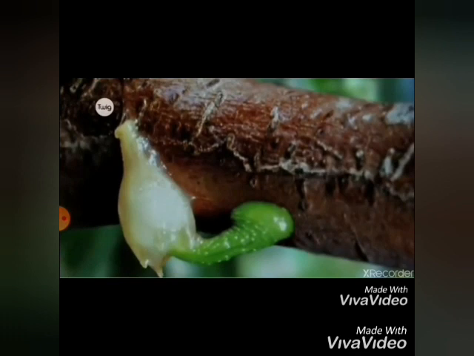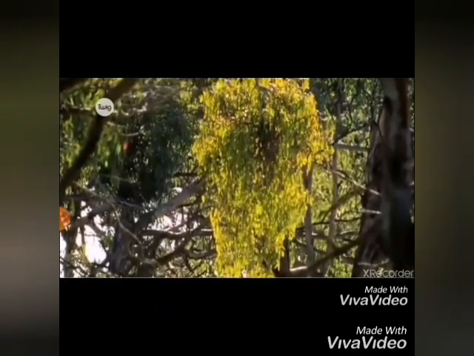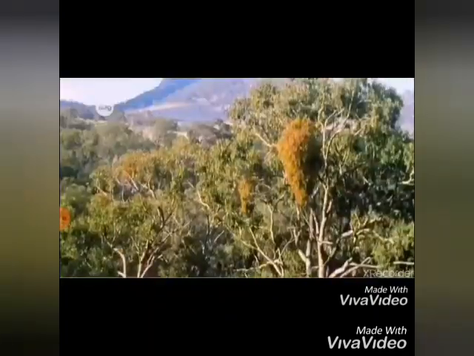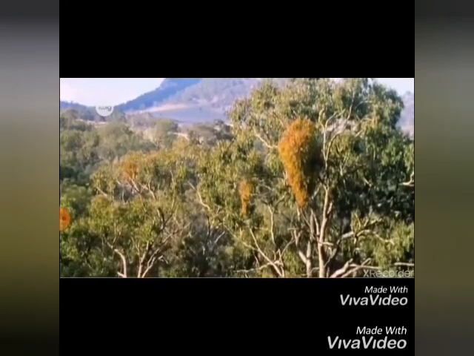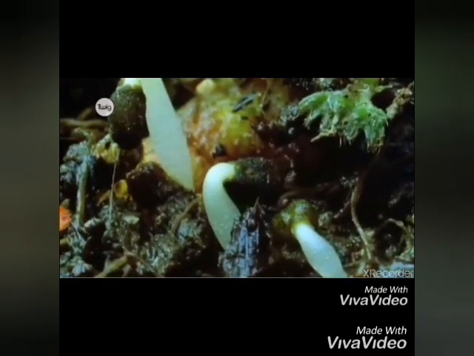Mistletoe has leathery green leaves and it can make its own food, but still it depends on the host for minerals and water. It partially depends on the host. The next example is cuscuta or dodder plant. They have short roots and a long thread-like stem.